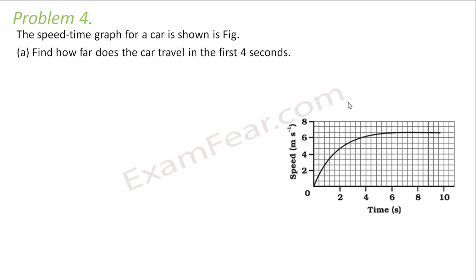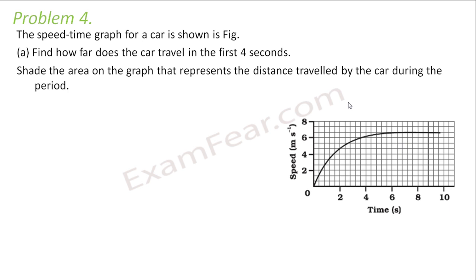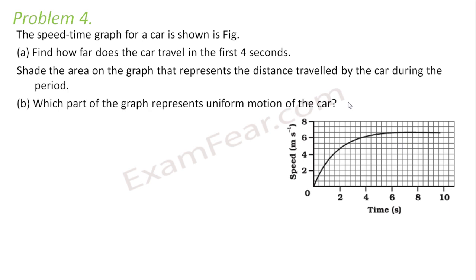The speed time graph for a car is shown in the figure. Find how far does the car travel in the first 4 seconds. So we have to calculate the total distance traveled by the car in the first 4 seconds. So which is the graph which is given here? It is given here as speed time graph.